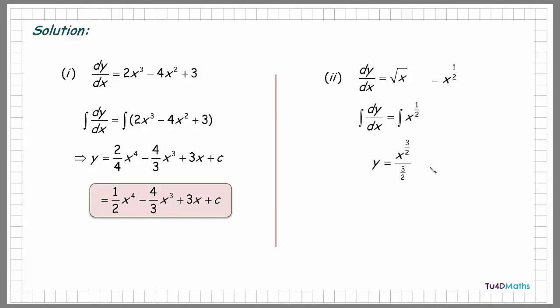Integrate x to the power of 1/2, we add 1 onto the power. So add 1, which is 2 over 2 to 1/2, gives us x to the power of 3 over 2, and we divide by 3 over 2. And 1 over 3 over 2 is the same as 2 over 3. So y is equal to 2 over 3 times x to the power of 3 over 2 plus c, and this is the indefinite solution.